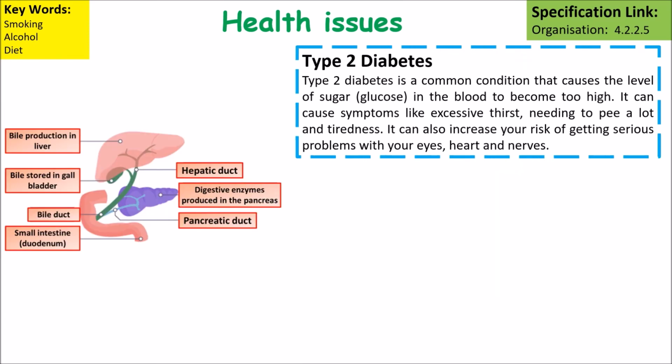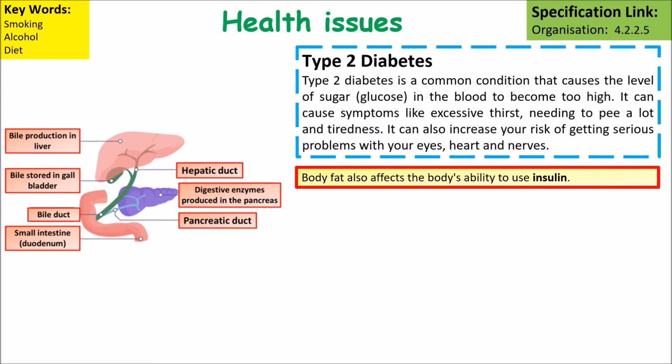Type 2 diabetes is a common condition that is caused by a person having too much glucose for a prolonged period of time. So it can cause symptoms like excessive thirst, needing the toilet a lot, and tiredness. It can also increase the risk of developing problems with eyes, heart, and nerves.